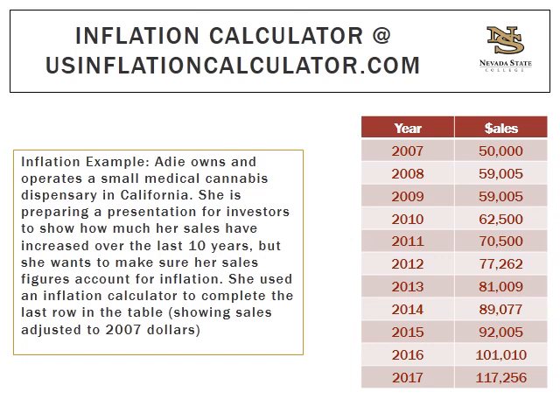In this example, AD owns and operates a small medical cannabis dispensary in California, and she wants to prepare a presentation for investors. She really wants to show off how much her sales have increased over the last 10 years, but she doesn't want to overstate this. She wants to control for inflation because the actual increase in sales is probably of lesser magnitude if you control for the fact that the cost of living and the cost of running a business has increased since 2007.